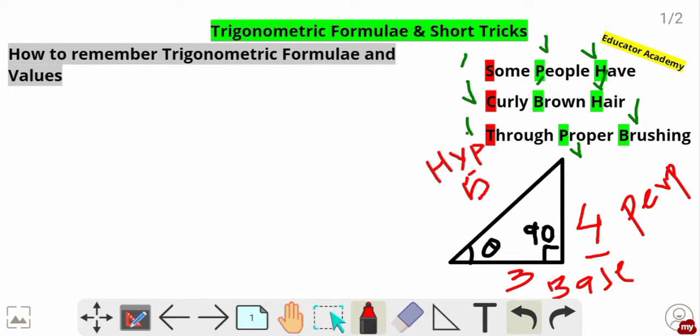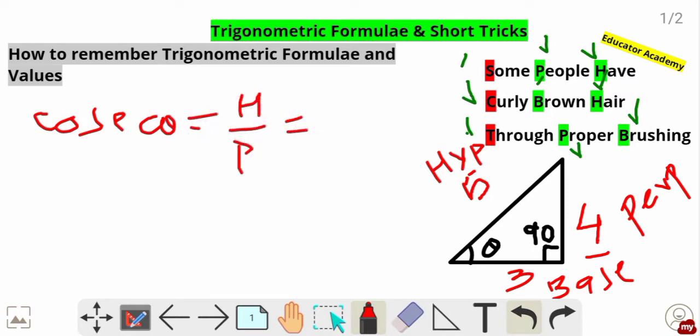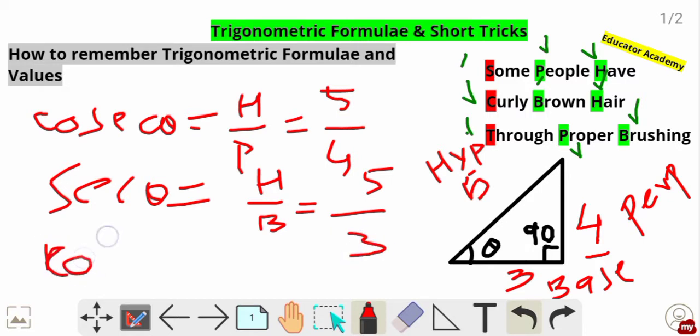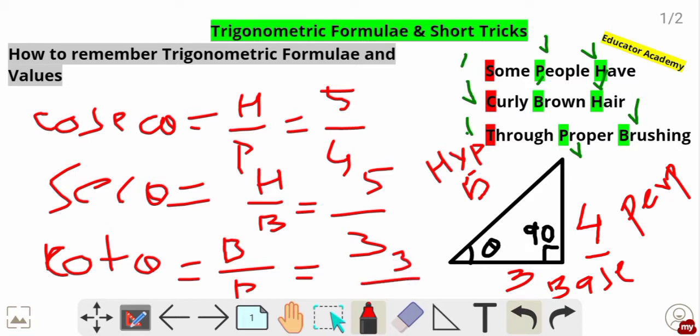The inverse of sine is cosecant theta, which is hypotenuse over perpendicular. Hypotenuse given is 5, perpendicular given is 4. In the same way, the inverse of cos is secant theta, which is equal to hypotenuse over base. Hypotenuse given is 5, base given is 3. In the same way, the inverse of tan is cotangent theta, which is equal to base over perpendicular. Base given is 3 and perpendicular given is 4. So cotangent theta is equal to 3 by 4.